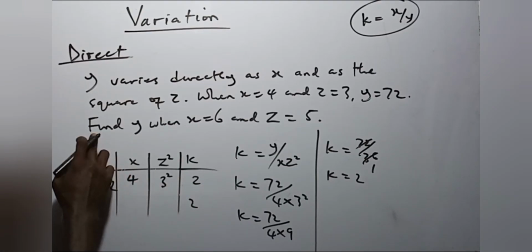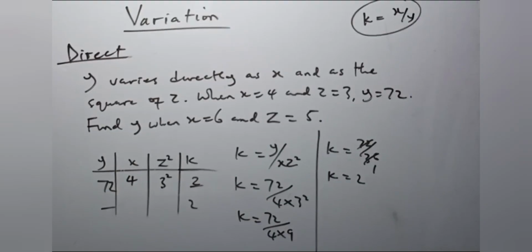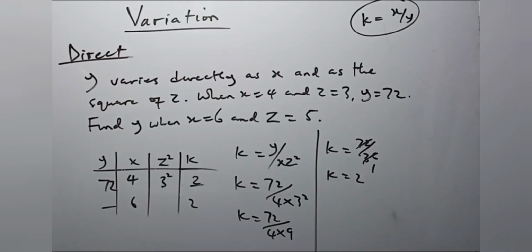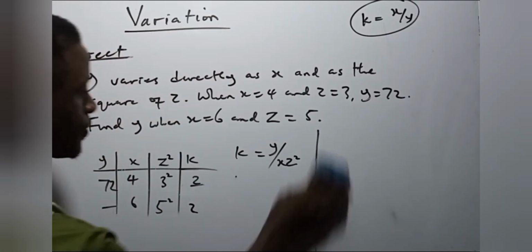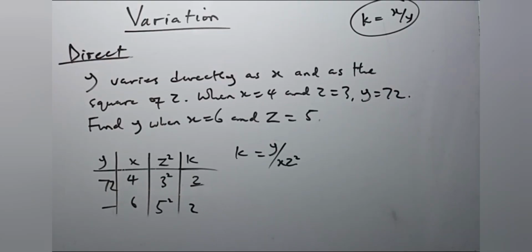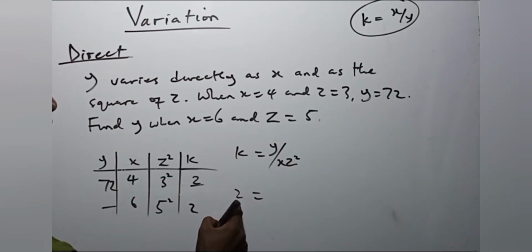Now look at what they asked us to find. Find Y. So we are looking for Y now. We found K before. When X is equal to 6, write 6 here. And Z is equal to 5, but put the square on it. K is 2, don't forget. So we want to find Y. Now remember, you are still using this formula. K is equal to 2.